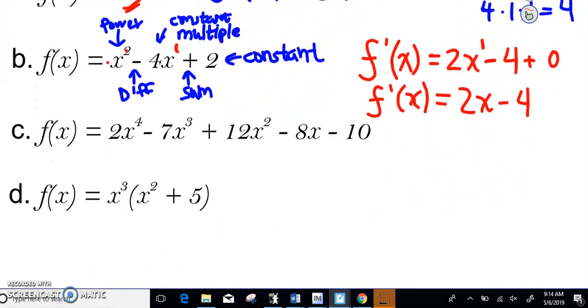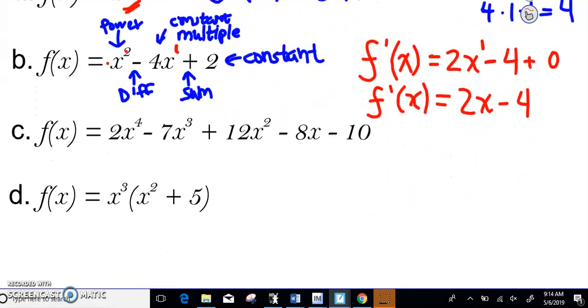Okay, then when it comes to C, we're going to do the same thing again, but we have all these different rules. We know we have the constant multiple rule here, the constant multiple rule there, constant multiple rule there, and actually right there too. So we have it all the way through. And then we have our difference rule right here, and then we have addition, the sum, there.